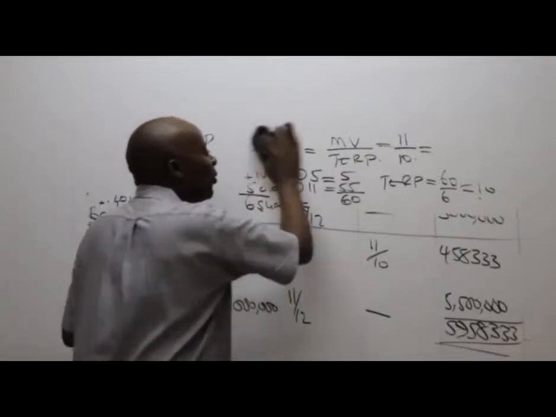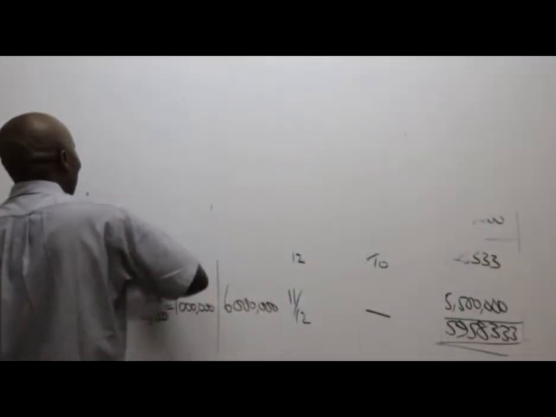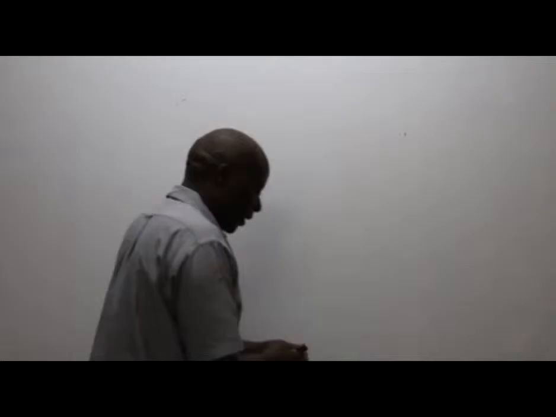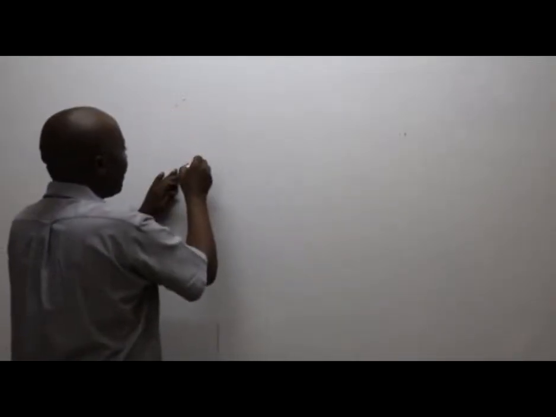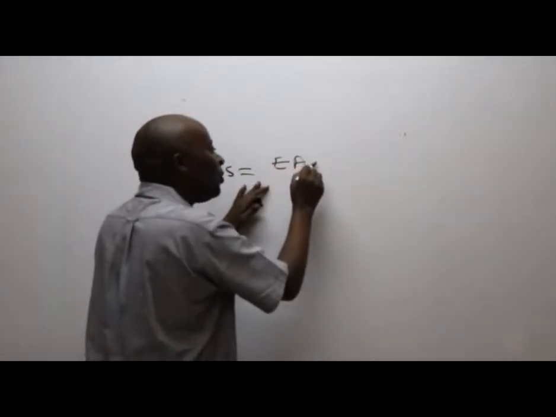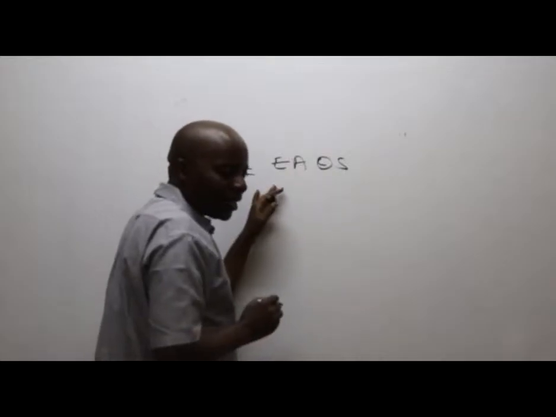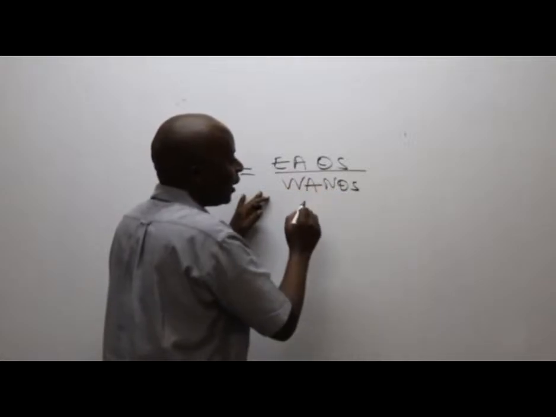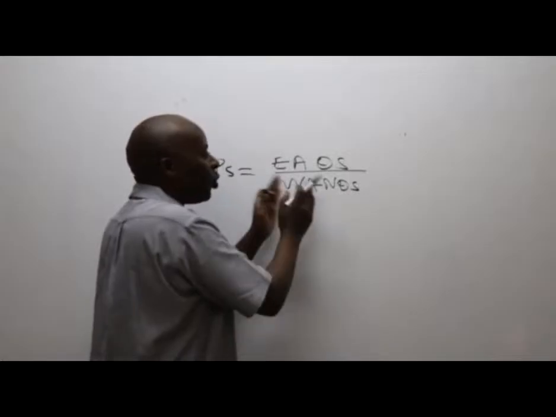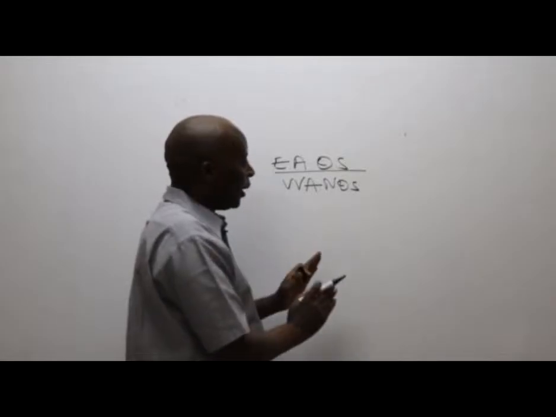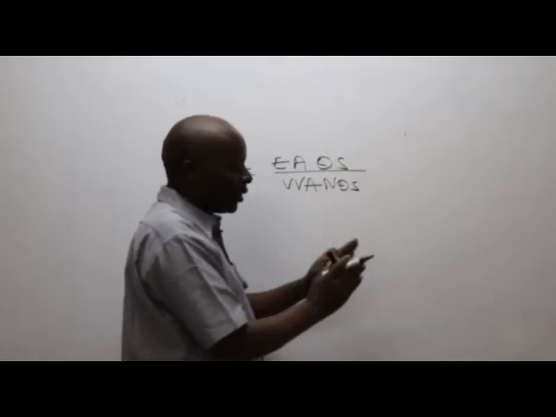So ladies and gentlemen, that is it. Now what I would want you to do is remember the formula of getting our earnings per share, the basic one. To get earnings per share, we take the earnings attributable to ordinary shareholders all over the weighted average number of ordinary shares.